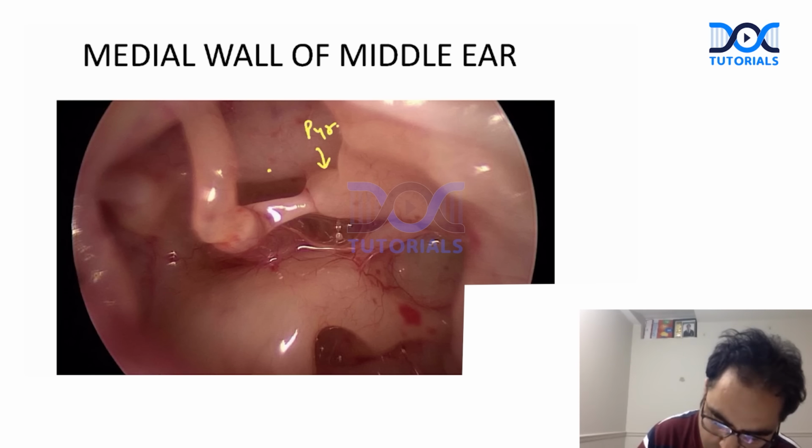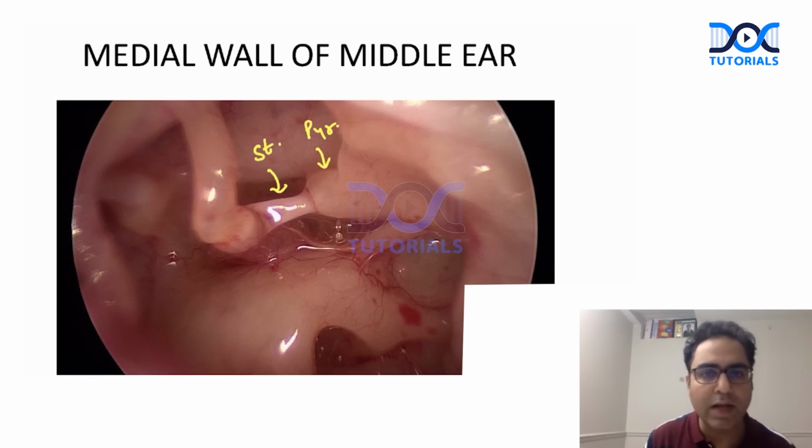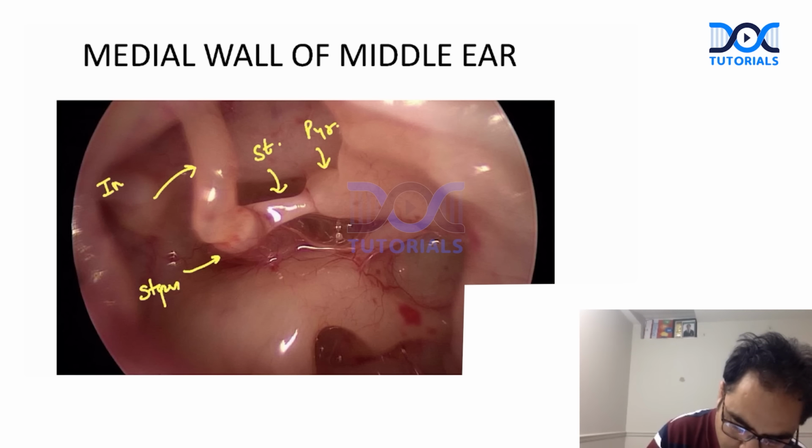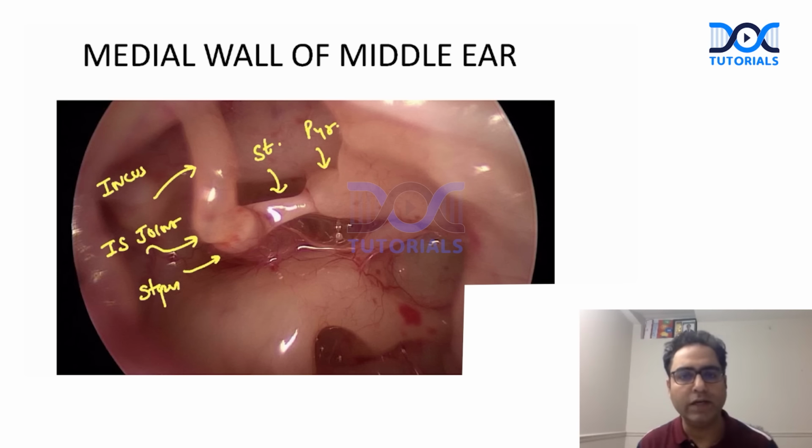From the pyramid, once again, which muscle comes out? Stapedius muscle comes out. What is this ossicle? Stapes. What is this ossicle? Incus. And what is this joint? Incudostapedial joint.